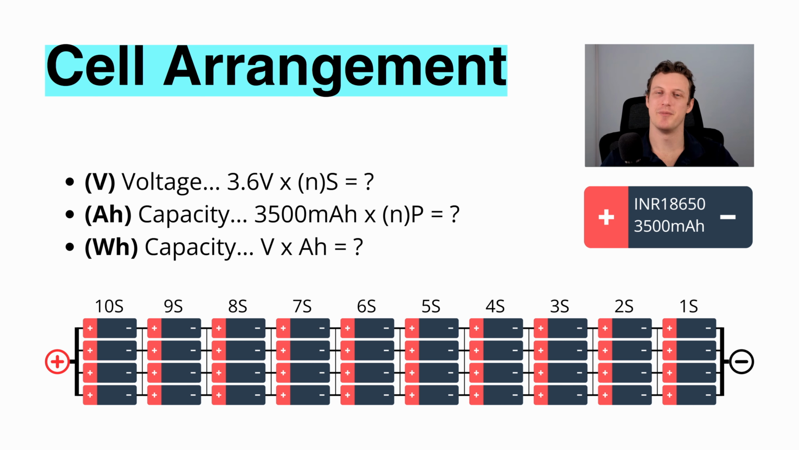So let's begin the math. I'll guide you through it and we'll look at the answers on the next slide. Beginning with voltage: 3.6 volts per cell nominal voltage times the number of cell groups in series, which is 10.